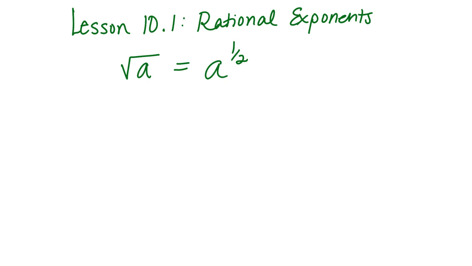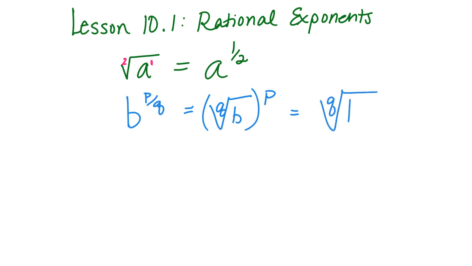Remember that there's an invisible 2 inside here, an invisible 1. So what the book does is they throw it to you in a totally different manner. They say b to the p over q is equal to the q root of b, all of that to the p, which is equivalent to the q root of b to the p. So I think that's a little bit more difficult to see how that's working, but we are going to learn how to do this.